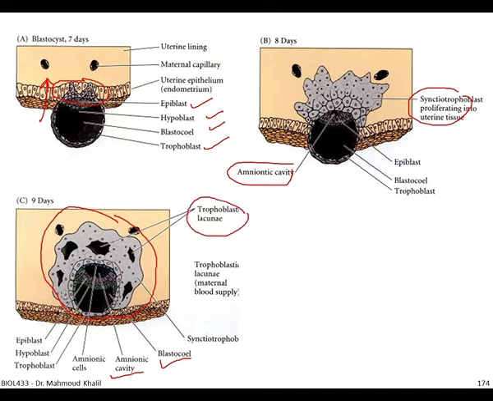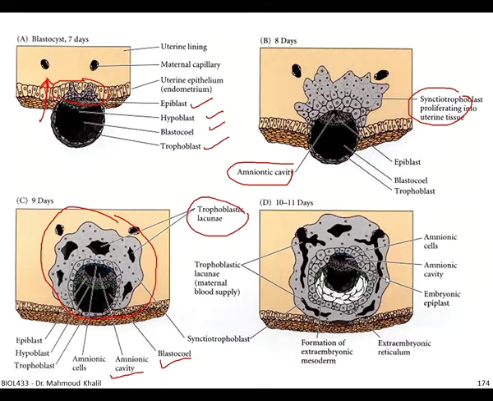The embryo is now more developed inside the endometrium, and it starts to get supply from the maternal side. You can see that from the trophoblastic lacunae, the maternal blood supply. And you can see as well the embryonic epiblast and hypoblast, the amniotic cavity and the amniotic cells.